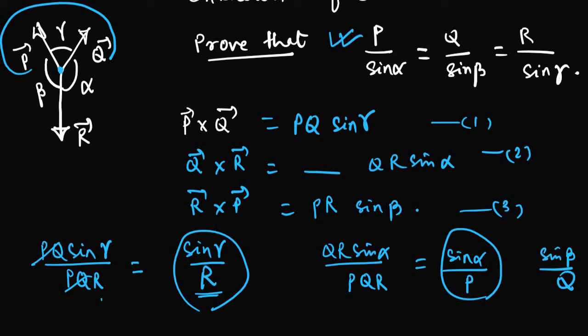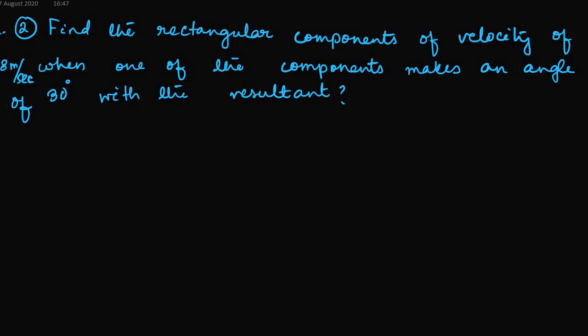Next we will move on to the other problems. You can see I have written a question over here. Find the rectangular components of a velocity of 8 meters per second. You know velocity is a vector quantity and the amount is given as 8 meters per second, when one of the components makes an angle of 30 degrees with the resultant.